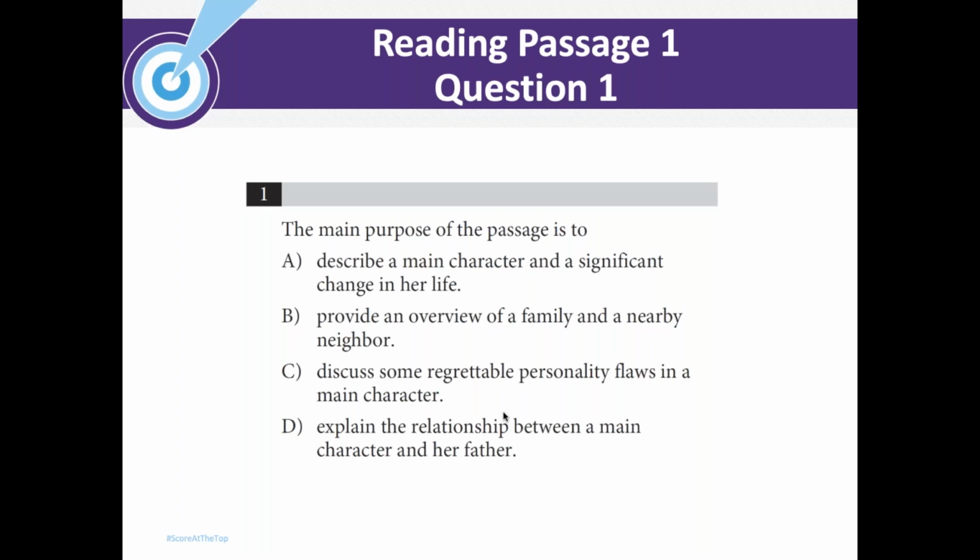So you'll notice right here, we've got question 1, main purpose of the passage. Notice my whole passage question is actually my very first question. If I read through this literature, this sample from Jane Austen, and I wasn't sure what was going on, this would be a good question to save to the end. So question 1, the main purpose of the passage is to A, describe a main character and a significant change in her life. So that would be my correct answer choice. Again, if you weren't sure about this one, read the passage as a whole, answer the other questions, and then come back to this one.